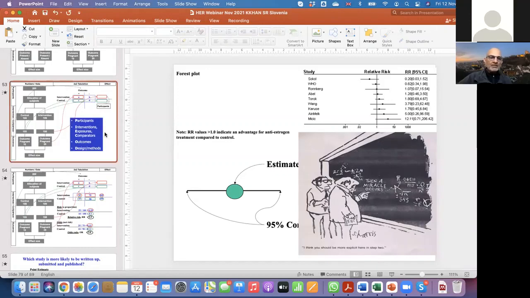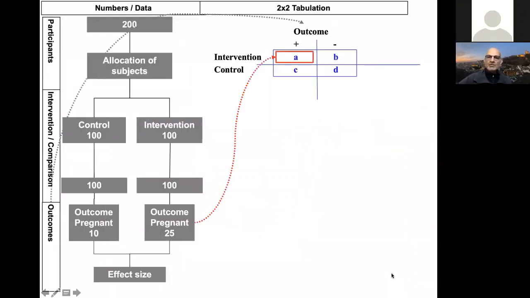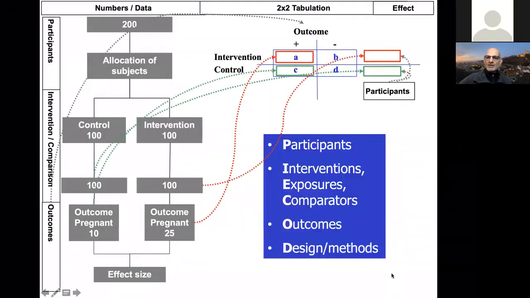The first thing to remember is that your constructed research question is captured in a 2x2 table in this way. So the participants are right here in the last column of the 2x2 table. The intervention and control are in the rows, and the outcome are in the columns. So each element of your research question is captured in this description of the data.